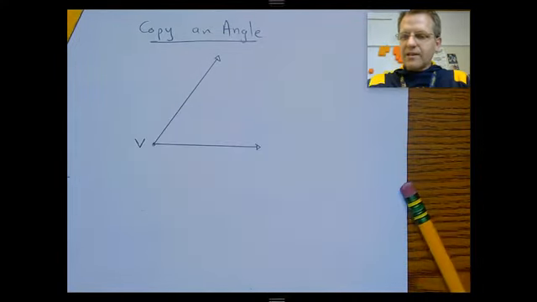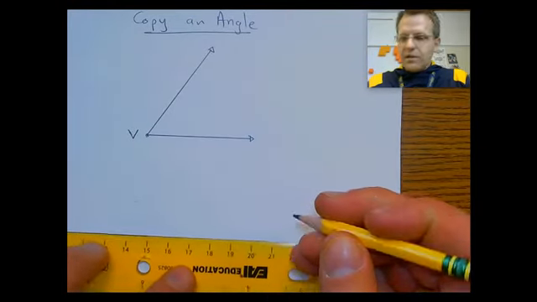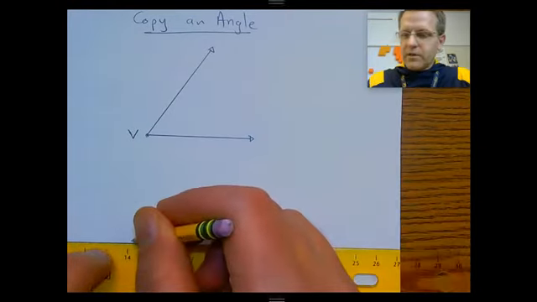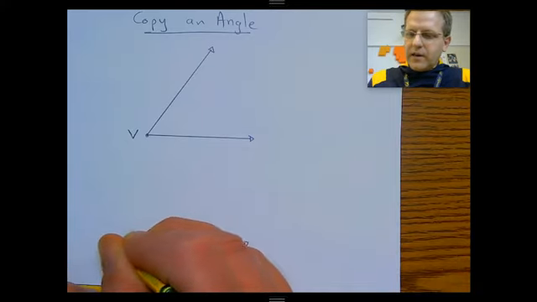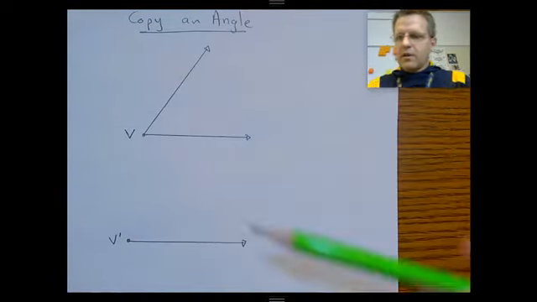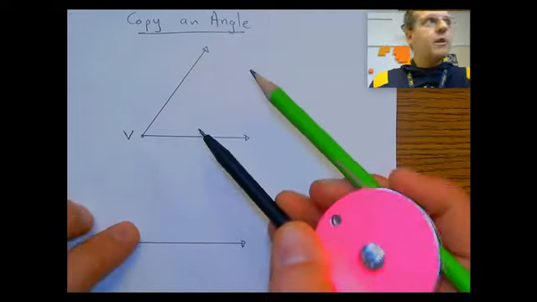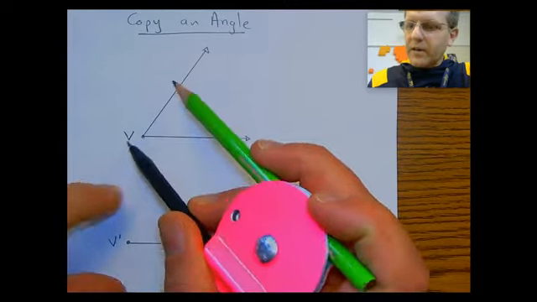Then to copy this, we're going to come down here and say, well, I'm probably going to copy it down here where it's still on the screen. So we'll need some kind of ray here, and we'll need a dot here, a point here that we'll call V prime, the new vertex. Cool. But we don't have a lot of points here. We just have the one point. So it would be useful if we had some more points on our diagram.